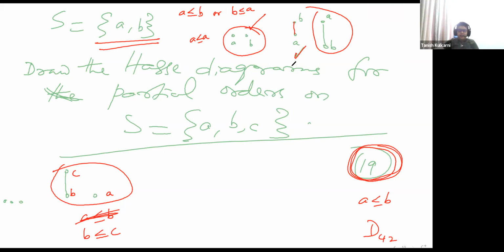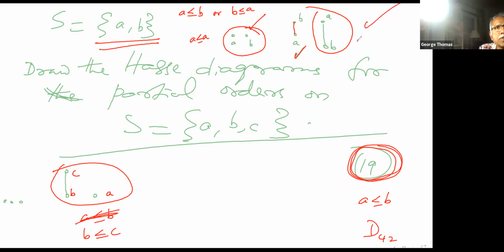Yes, because they are connected. All the elements are connected. Either A less than or equal to B or B less than or equal to A. This is true. So here is a total order.